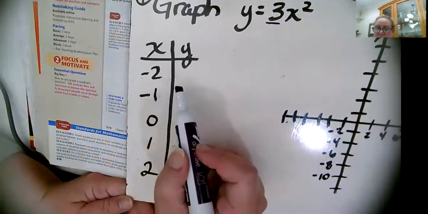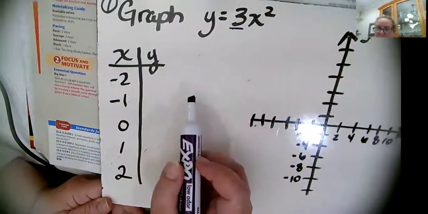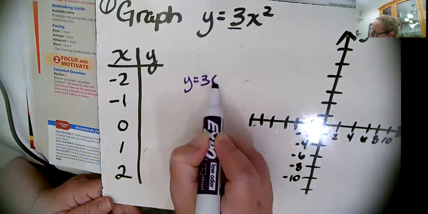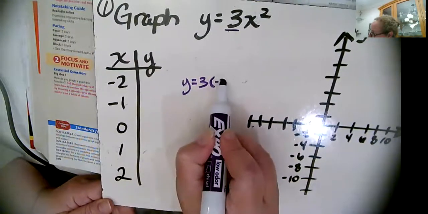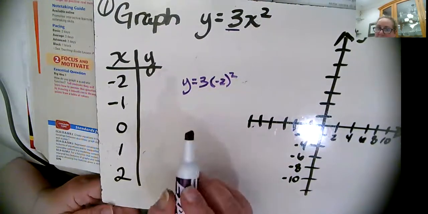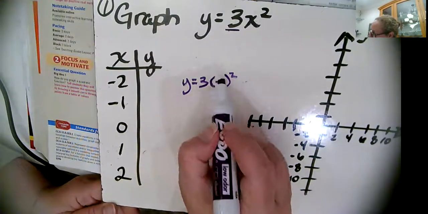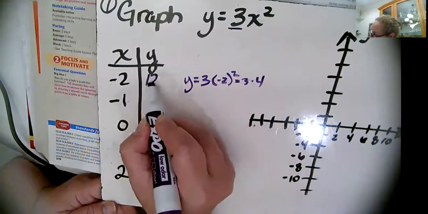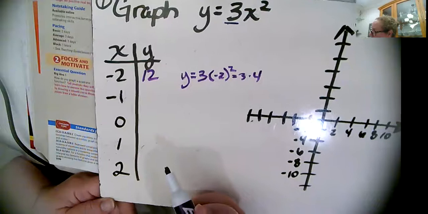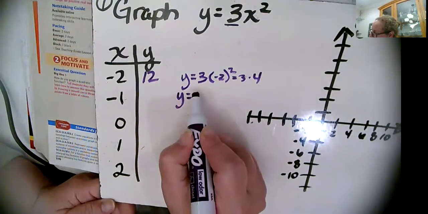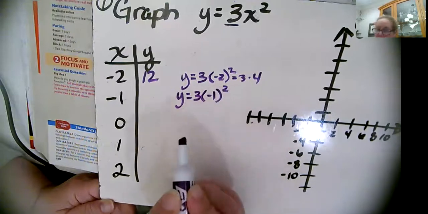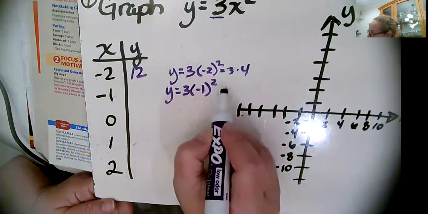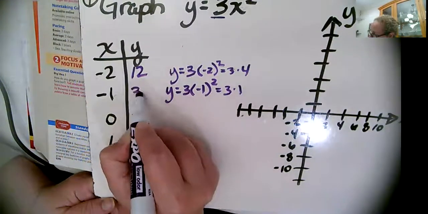So we're going to start with our x values, and we're going to plug it into our equation. So y equals 3. I'm going to plug in the value of -2, and we're going to square it. Well, -2 times -2 gives us 4. So this ends up being 3 times 4. So we get 12 for our first value. Now we're going to plug in the value of -1, and we're going to square it. -1 times -1 gives us 1. Well, 1 times 3 is 3.